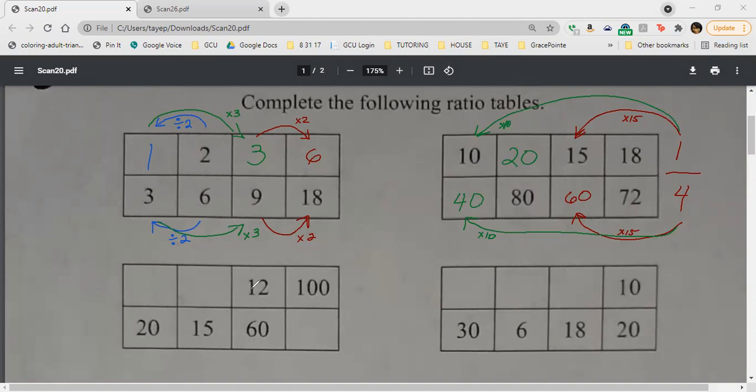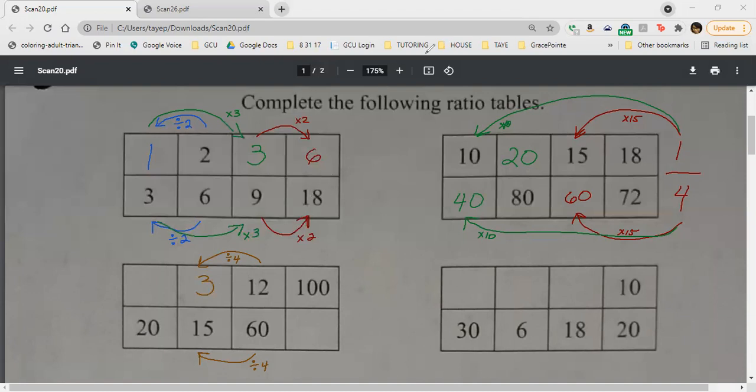All right, so I can't make an easy jump for 12 to 100, but that's okay. But I can make an easy jump between this 15 to 60. So I don't know this numerator, right? So I'm going to point my arrow to this numerator and point my arrow in the same direction from the denominators. So going from 60 down to 15 is by dividing by 4. So that means up here, my numerator, I also need to divide by 4. And 12 divided by 4 is 3. All right, so I filled in that box.